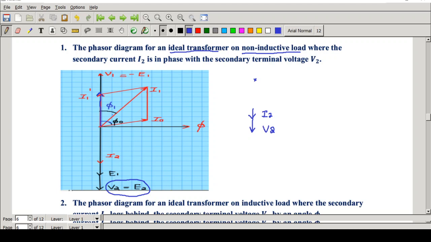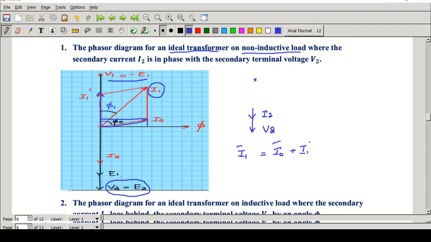Now what is the input current of the transformer I1? It is a vector sum of two currents, that is I0 and I1 dash. This I0, of course, consists of two components, that is IM and IE. Normally it will not be shown. So you can write the input current of the transformer I1 is equal to I0 plus I1 dash. Now the other points are the same which I have mentioned before, that is V1 will be equal to minus E1, exactly opposite to E1.